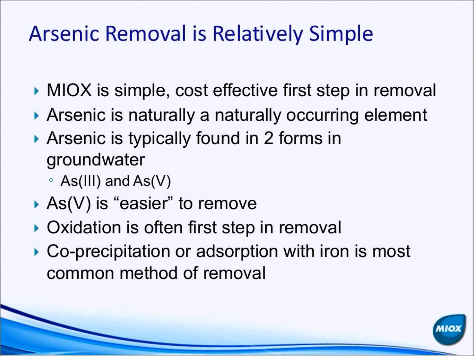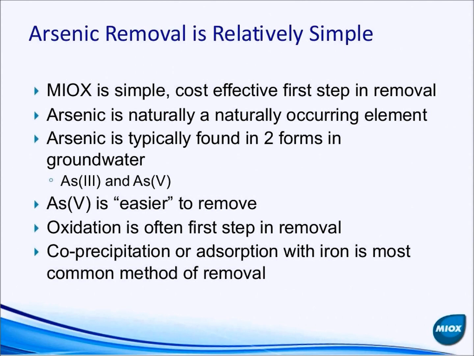For example, a true RO membrane will probably get great removal of both, but if you go with something like a nanofiltration or a softening membrane, it'll remove the 5 much better than it will remove the 3. Also, some co-precipitation processes work much better on the 5 than on the 3 form. So oxidation often ends up being the first step in removal, largely dictated by what you're doing downstream. Once you've oxidized it, you need to either co-precipitate it or adsorb it out with iron, which is the most common and probably most cost-effective method of doing this.